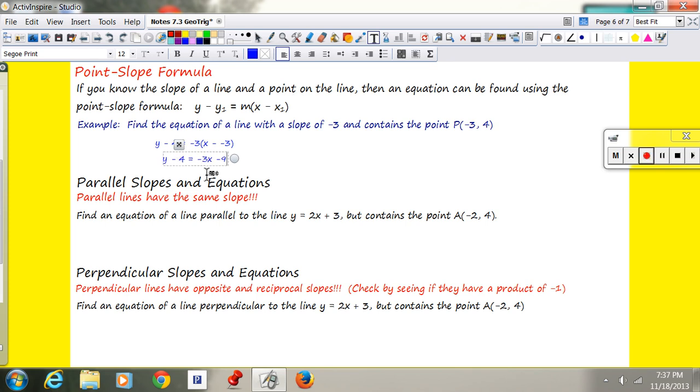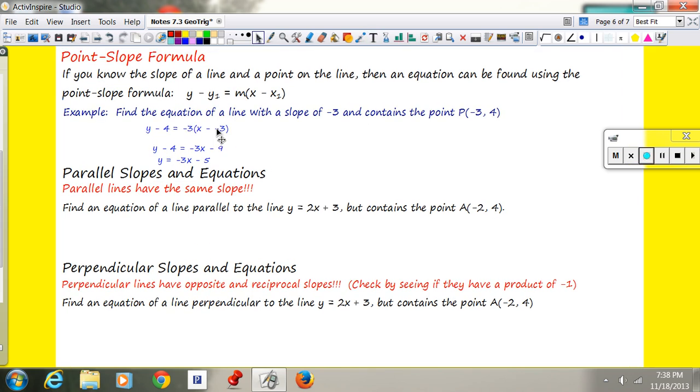And then you would add 4 to both sides. So you would get y equals -3x. And -9 plus 4 is going to be a -5. So y equals -3x minus 5. That would be your equation. When you're given a point and a slope, it's really easy to find the equation if you know this formula, if you know the point-slope formula.